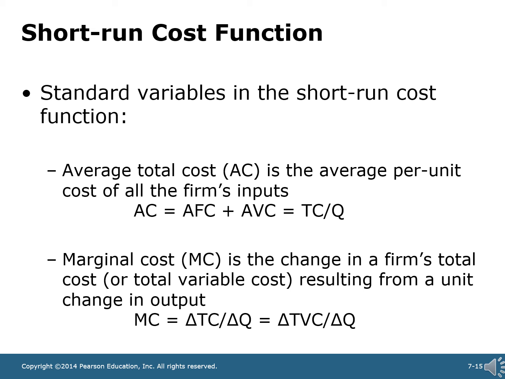And finally, our marginal cost, which we abbreviate as MC. Marginal cost is the change in the firm's total cost resulting from a one unit change in the output. So we can calculate that as the marginal cost equals the change in total cost divided by the change in quantity. We can also think of it as the change in the total variable cost divided by the change in the quantity. The reason we can do that is because the fixed cost is never changing. So the only component of total cost that's changing is the total variable cost.